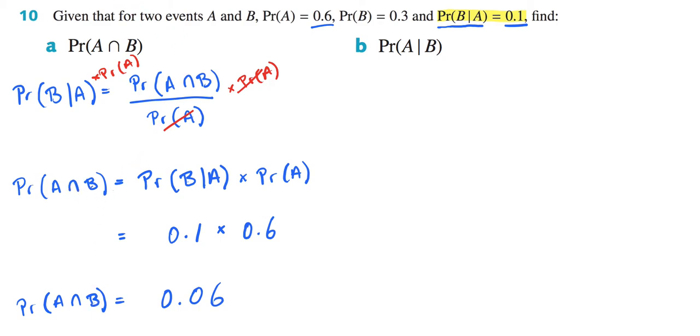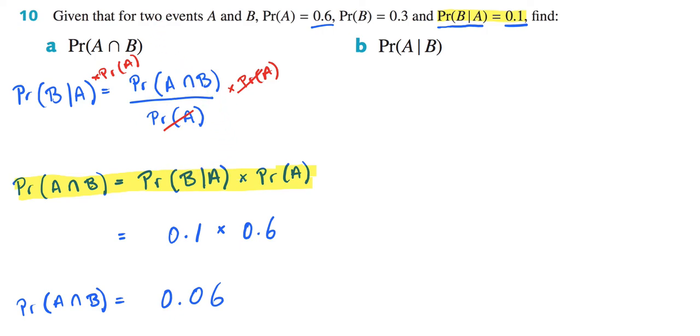Now, what we've done here, this formula right here, has a special name. We call it the multiplication rule of probability. And all it really is is rearranging our formula for conditional probability. So hopefully you can see that.